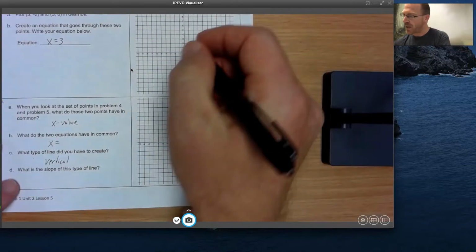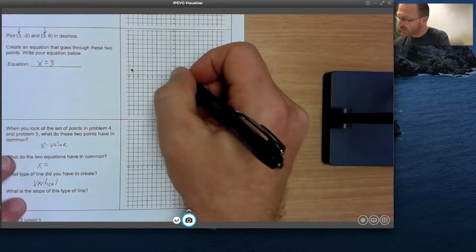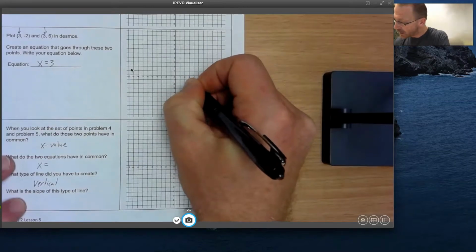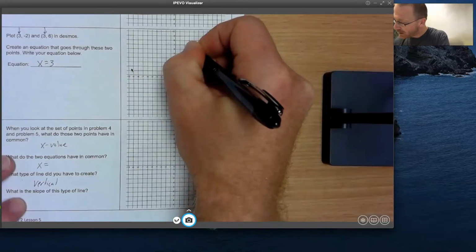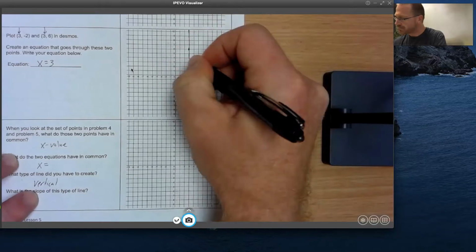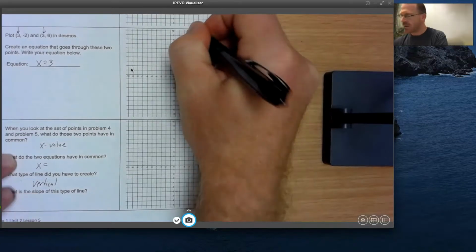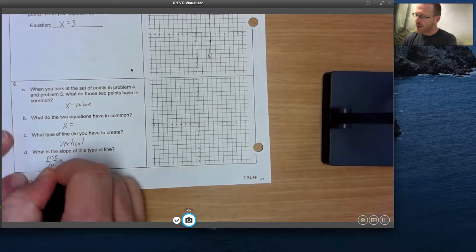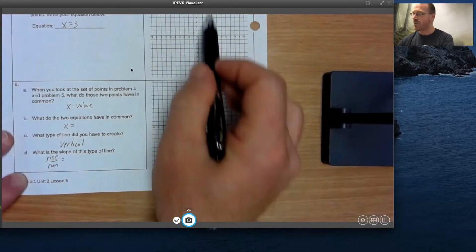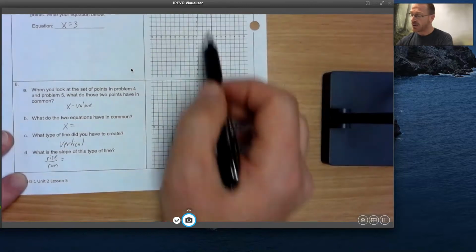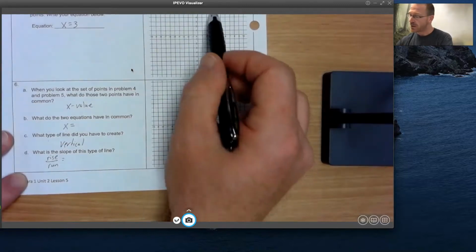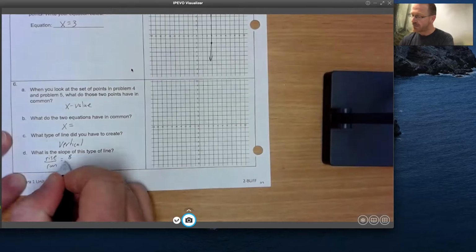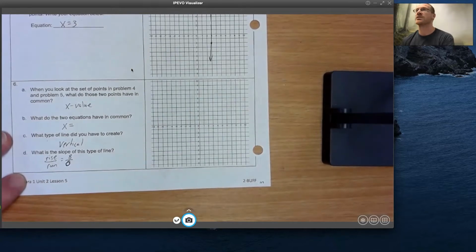Now I'm going to plot this so we can talk about slope. We have (3, -2) right here, and we have (3, 6) right here. When we talk about slope, we say rise over run. Notice I'm going up and down here. When I go from this point to this point, I go up 8. But notice there is no run. Now that 0 is in the denominator.